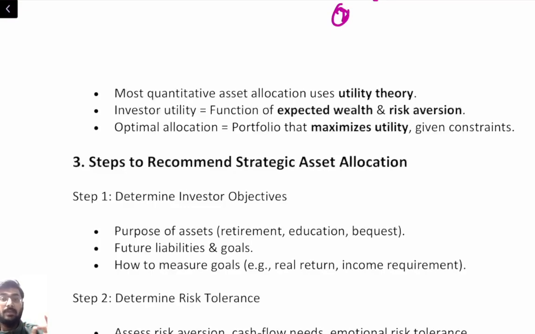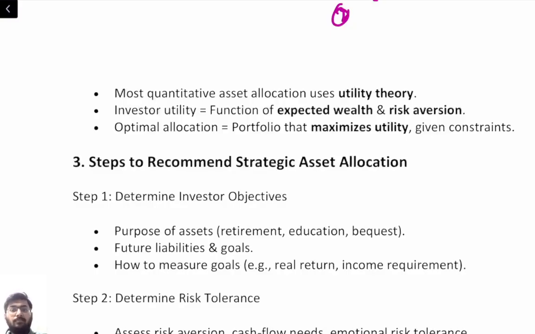Clear? So when I talk about optimal asset allocation, what I want is to maximize the utility subject to the constraint. Constraint will always remain a part of your portfolio management. So the allocation that gives maximum utility over the investment horizon is the optimal asset allocation. Write down: the allocation that gives maximum utility over the investment horizon is the optimal asset allocation.